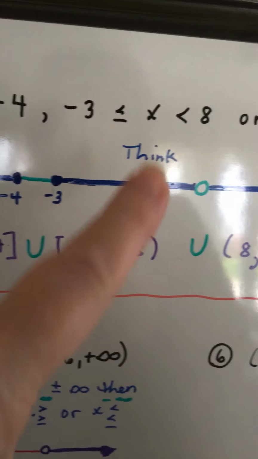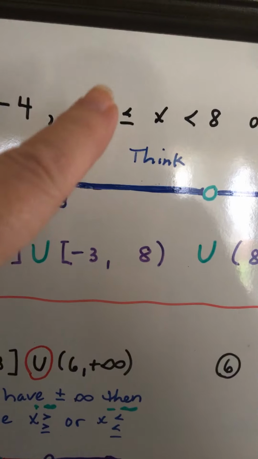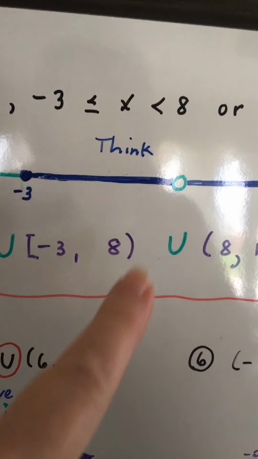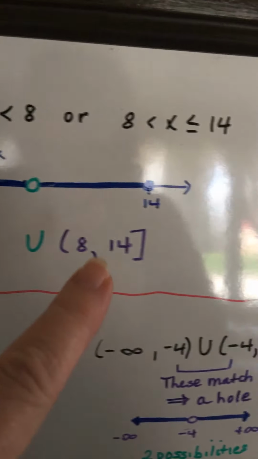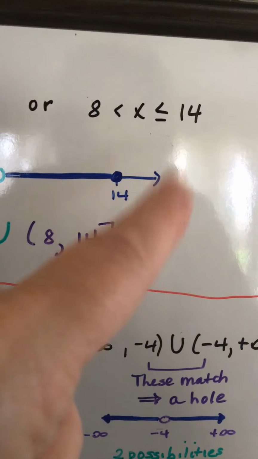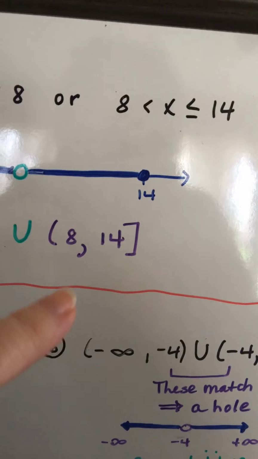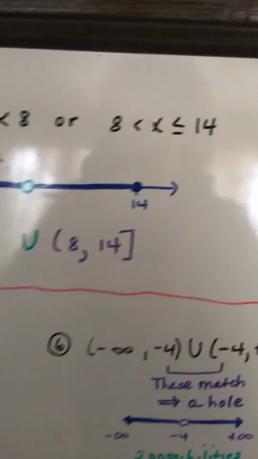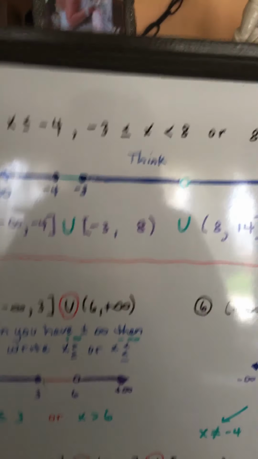It's closed. Again, these are squeezed. It's closed on -3 and a parenthesis on 8. And then over here, oh, it's another squeeze play. Oh, it didn't include the arrow. So it's open on 8 and closed on 14, and that's your answer.